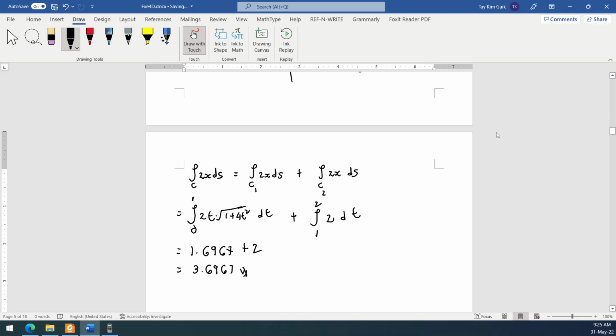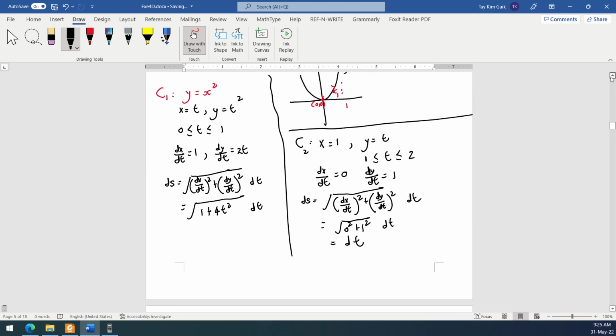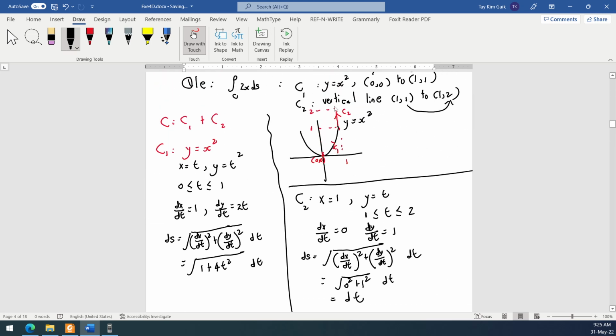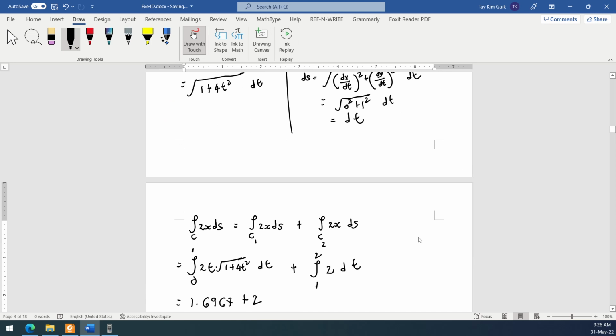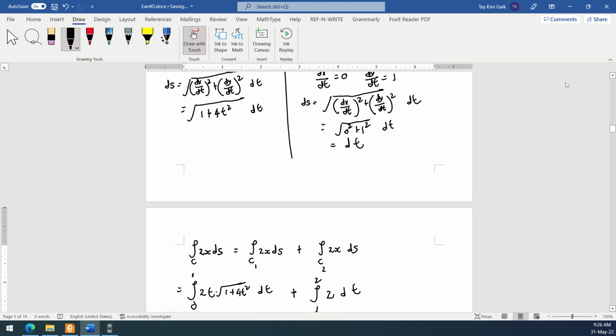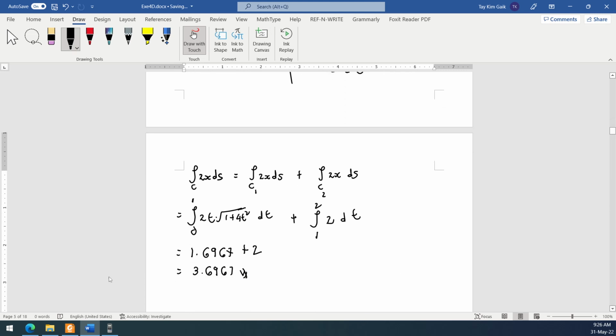Okay, for the curve C2, x is actually 1, because they said a vertical line from the point (1, 1) to the point (1, 2). So x stays at the same position, x equal to 1, so dx/dt is 0. Then y, we let it equal to t. Y moves from 1 to 2, hence t moves from 1 to 2. So you integrate the second integral along curve C2, t from 1 to 2, x is 1. For ds, after you plug in dx/dt squared plus dy/dt squared, you get 1, so ds equals dt. Then you use a calculator to obtain the answer directly.